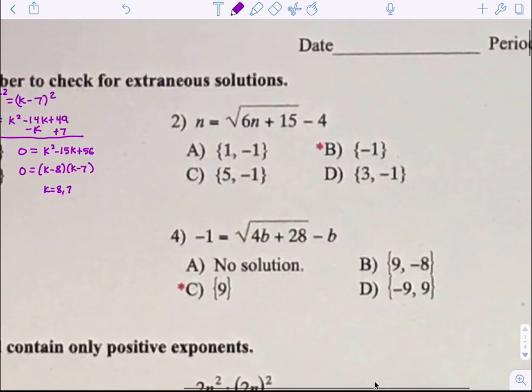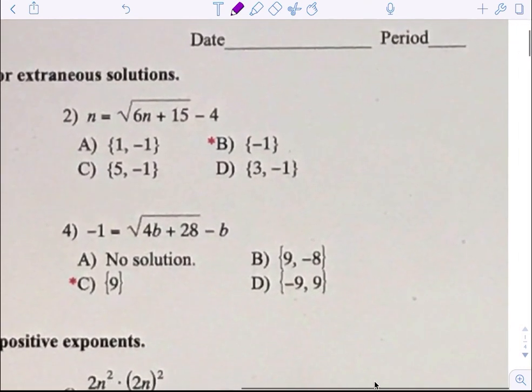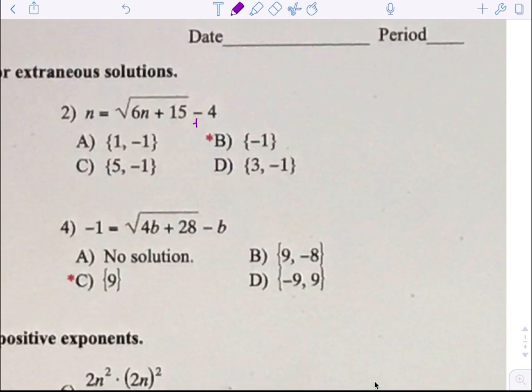Number 2. Alright, so isolate your guys' square root, so add 4 to both sides. You guys are going to get n plus 4 is equal to square root of 6n plus 15. Take both sides to the second power, and you guys are going to get n squared plus 8n plus 16 is equal to 6n plus 15.